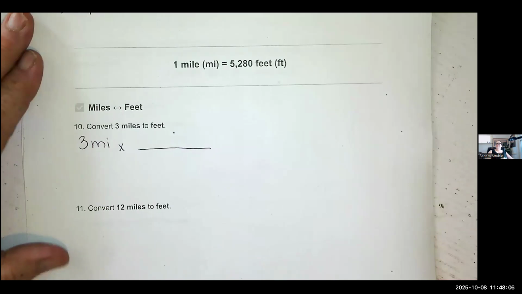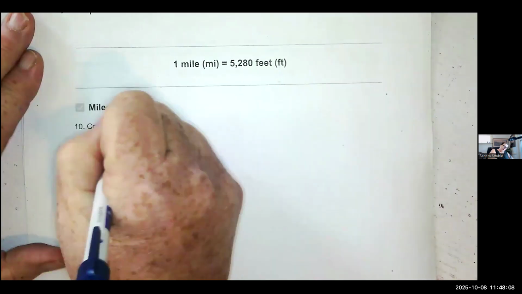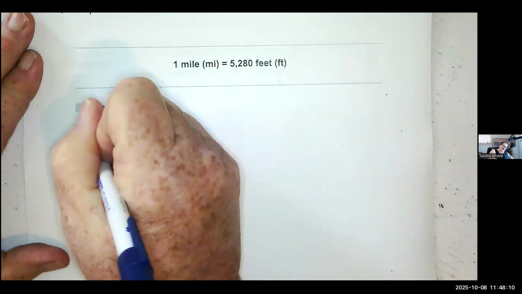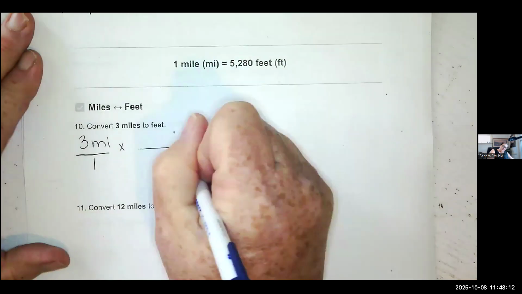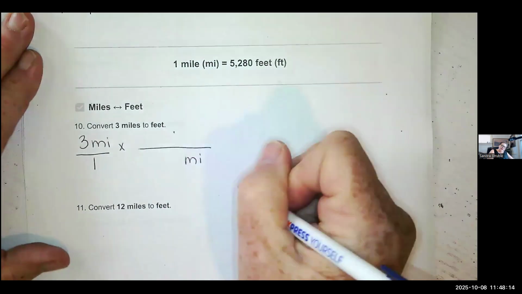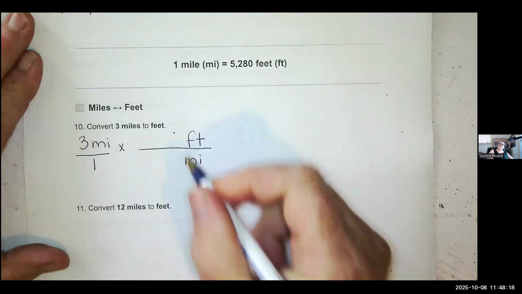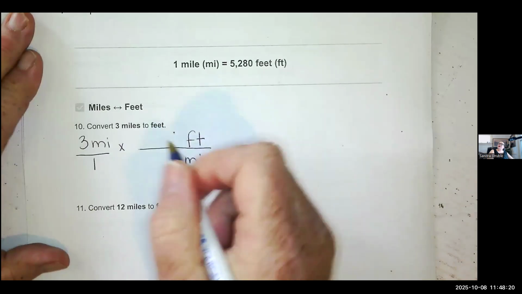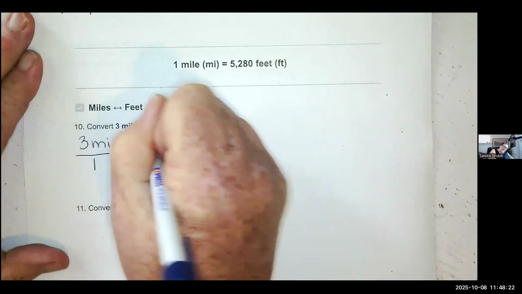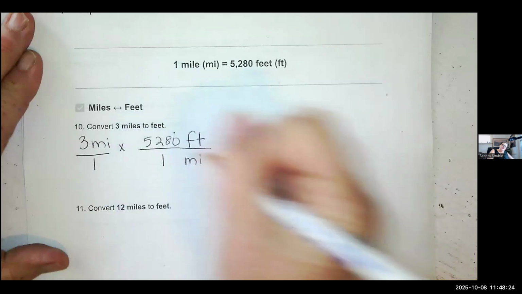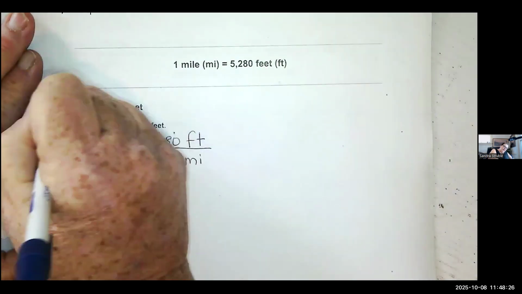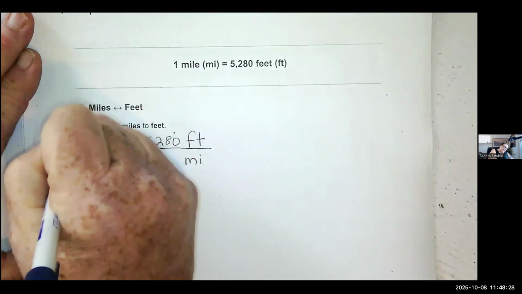They're all set up the same way. Remember, this is over 1. So I've got miles up top, which means I need miles down low, so they'll cross out, and I'm headed towards feet. Once I get my units in place, that's when I plug in my numbers. There's 5,280 feet in 1 mile. All we do now is multiply straight across.